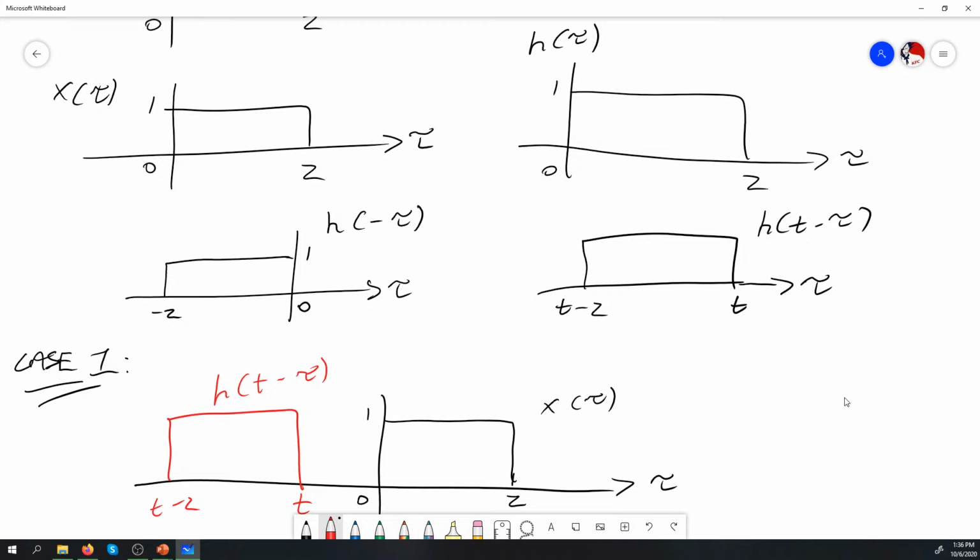y of t is going to be our result in the graph. We haven't actually obtained this as yet. This will be obtained when we start evaluating the convolution integrals for each one of these cases.